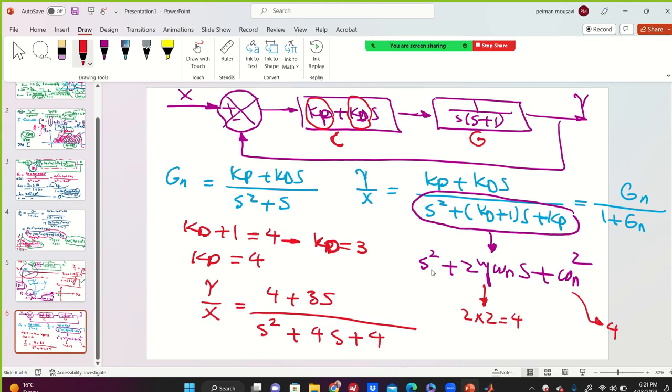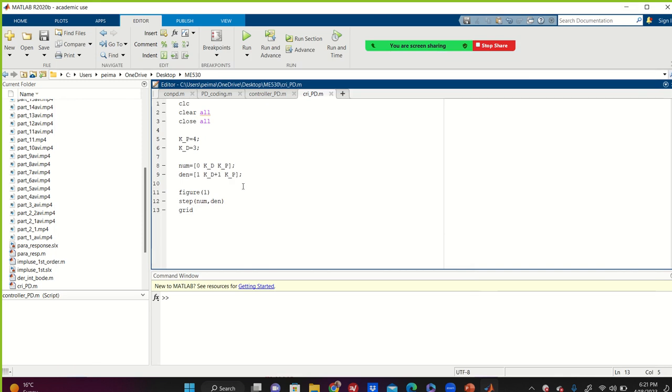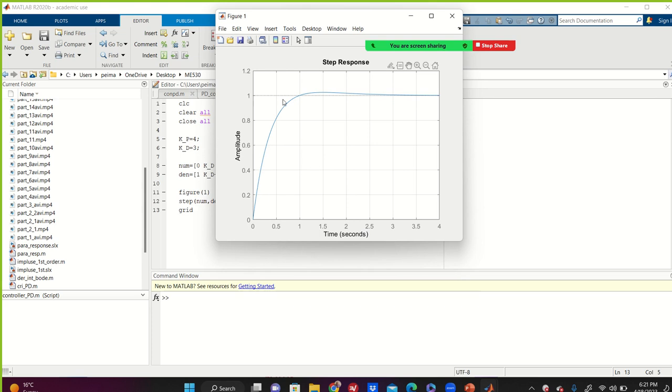Let me double check the numbers because I derived it with you. So 2 zeta omega n is 4, so KD plus 1 is 4, KD is 3. So KD is 3, KP is 4. If I run this, it must give you a critically damped system, unless we made some numerical mistake. Almost. See what I'm saying? Almost gave us a critically damped system.